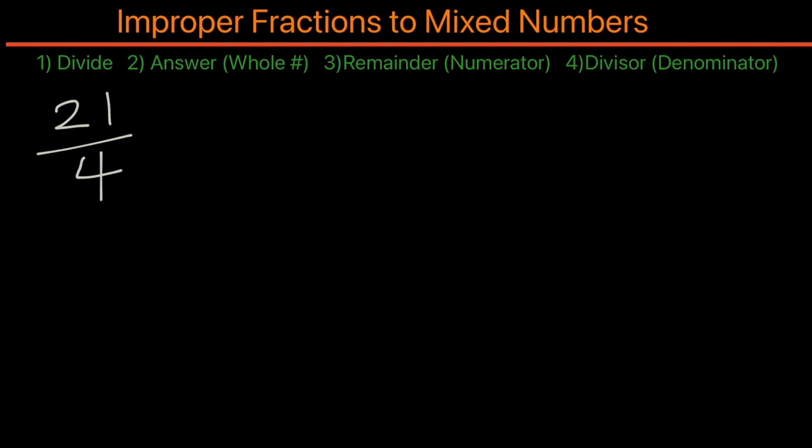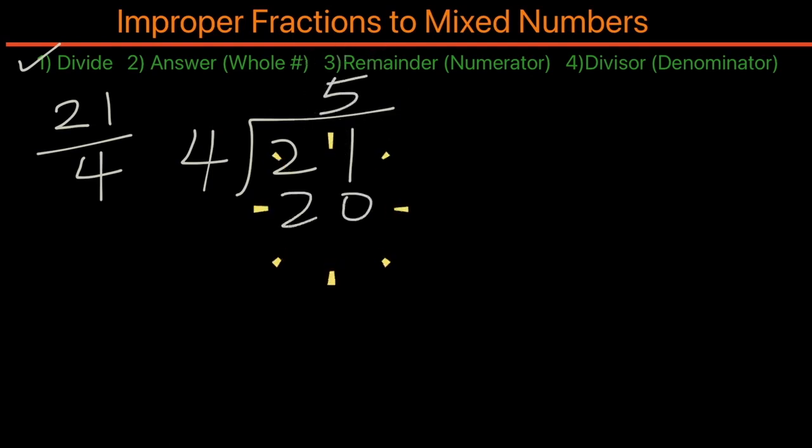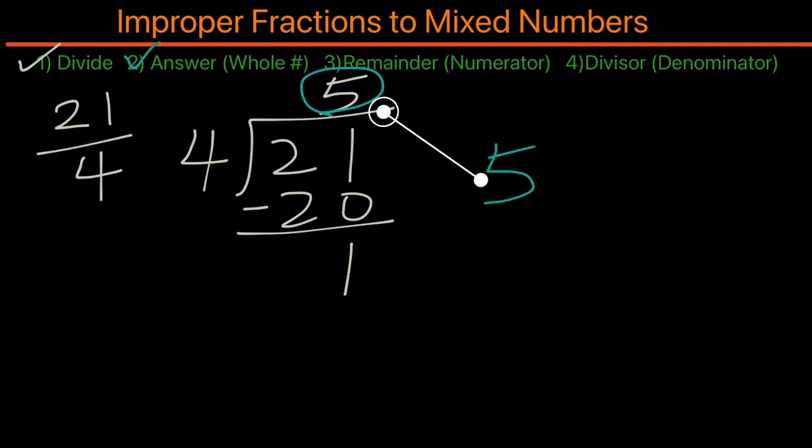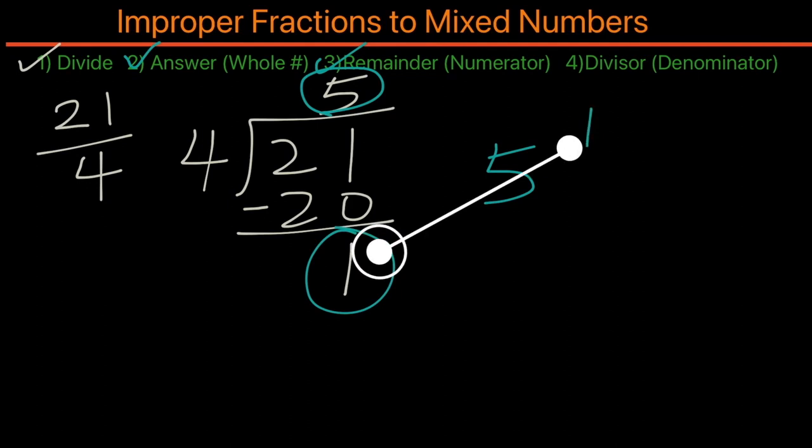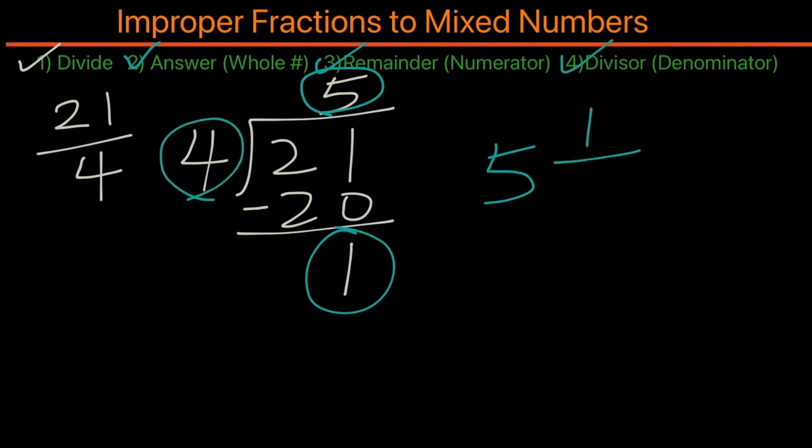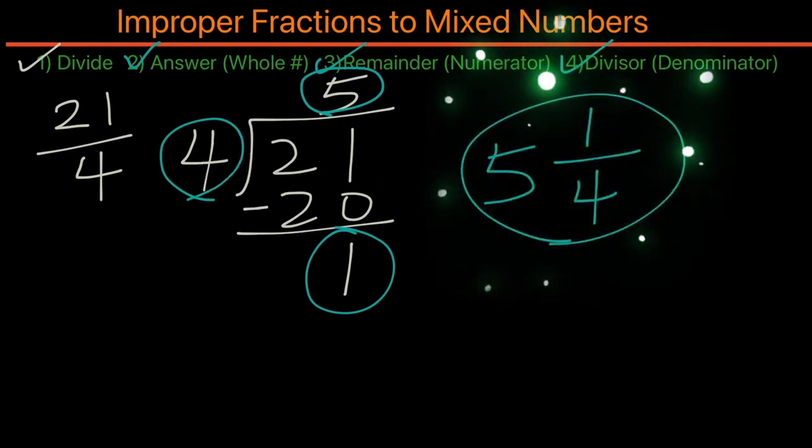Here is an example. 21 over 4. So the first step that we would do is to divide. So we would take 21 divided by 4. Then we would times that by 5 to get to 20. 21 minus 20 is 1. Now, how do we convert this to a mixed number? The answer that we got, 5, this would be the whole number. So we will place it like so. The remainder here would be the numerator. And the divisor, 4, would be the denominator. So this would be our answer for the mixed number.